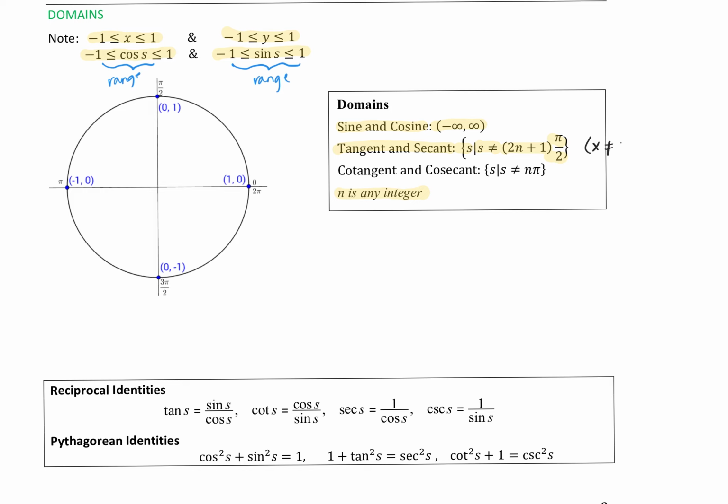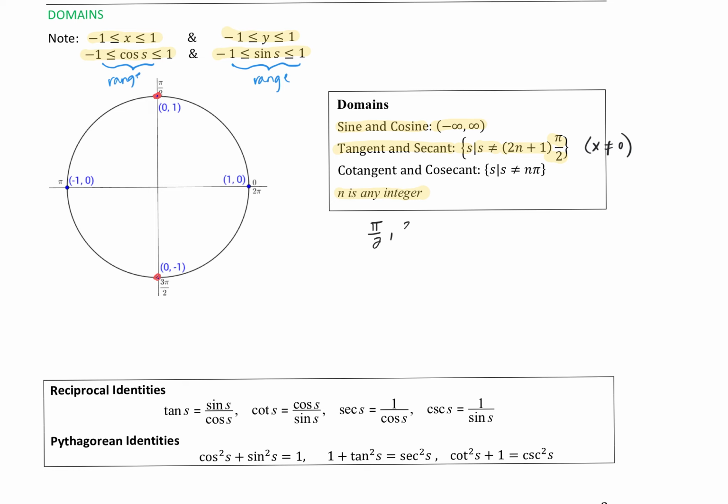So our x value could not be equal to 0. When we look along at our unit circle and we look at where our x values are equal to 0, that would be at pi over 2, the x value is 0, and at 3 pi over 2, the x value is 0. But remember, we can go in the positive or negative direction forever. So when we actually think about this, s cannot be equal to pi over 2.